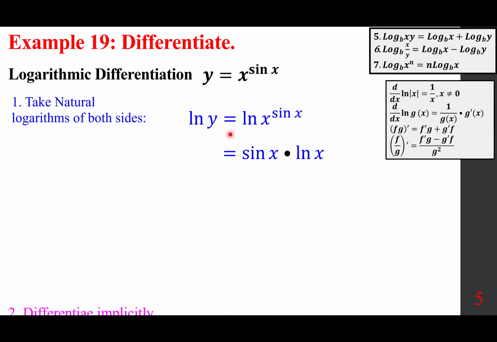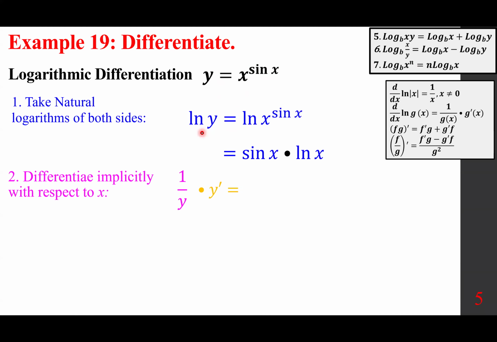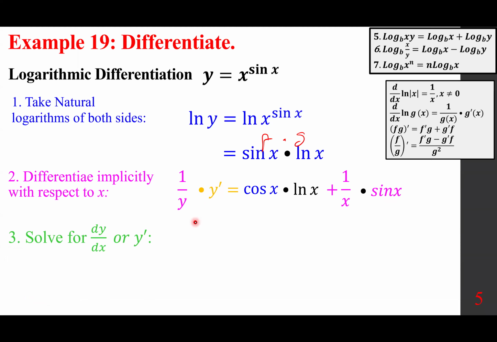So we're going to differentiate implicitly both sides. So this would be 1 over y times y prime, and this would use the product rule. Sine gives you cosine times ln x. ln gives you 1 over x times sine x. And as you can see, I can take this one to the other side. In other words, multiply both sides by y. This goes away. So we're going to solve for dy/dx or y prime. And so y prime is y times whatever is here, and replace the y, and you're done.